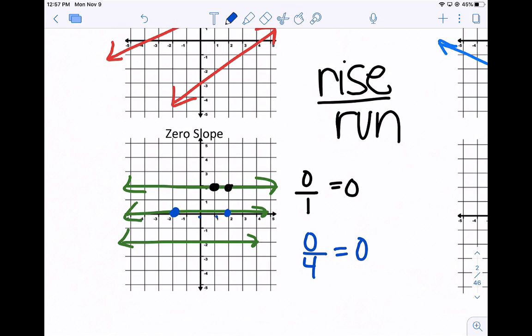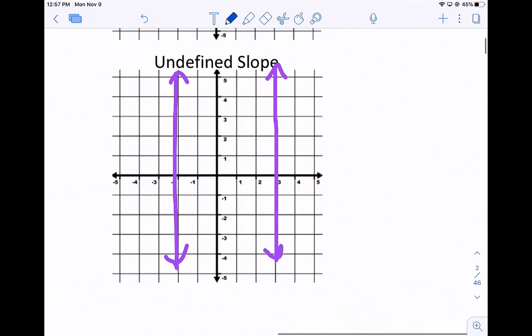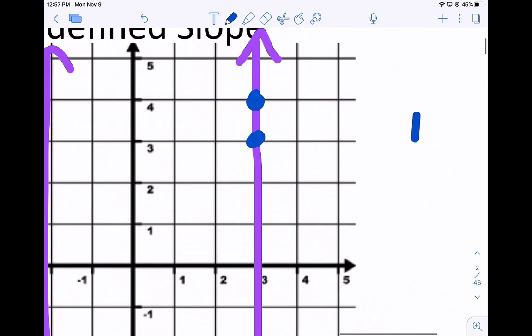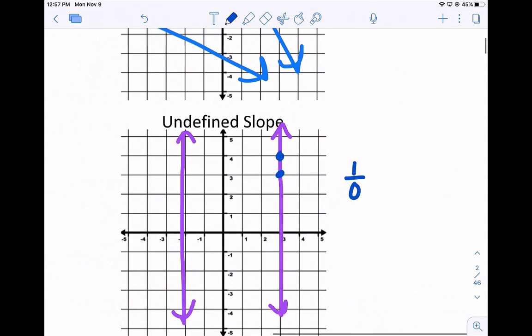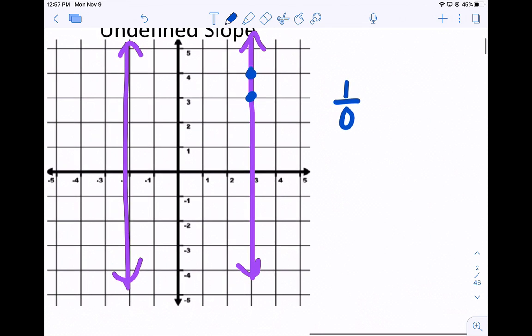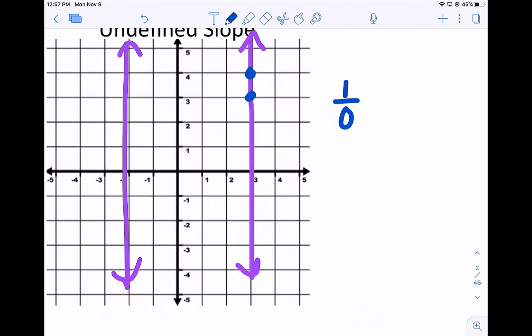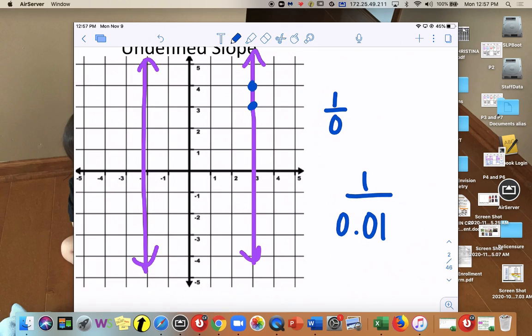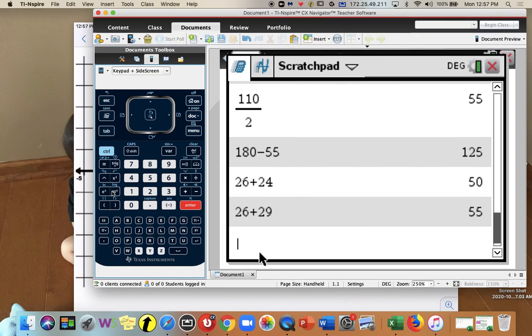So 0 is flat. It's different than undefined. If you take a look at undefined, if I choose any 2 points, it goes up 1 over 0. And if you try to divide by 0, you get an error, undefined. The reason is the number is just really big and your calculator can't calculate it. So for example, if we take 1 divided by a number close to 0, if I type in 1 divided by 0.1, let's see what happens.